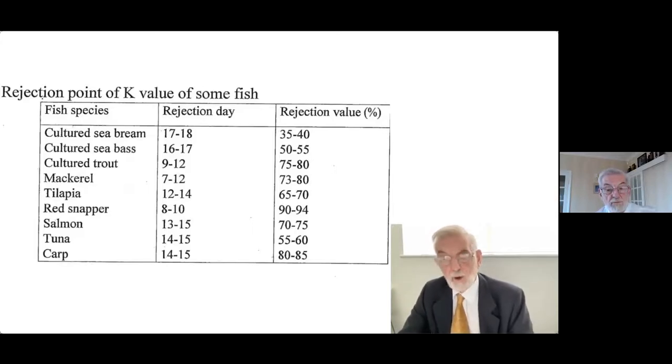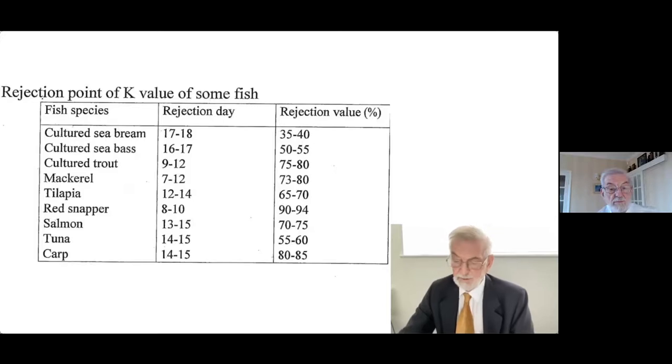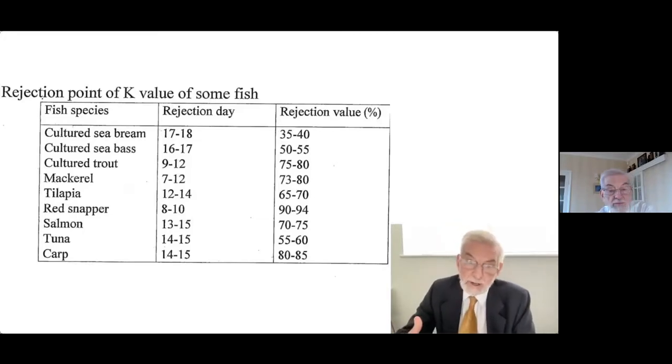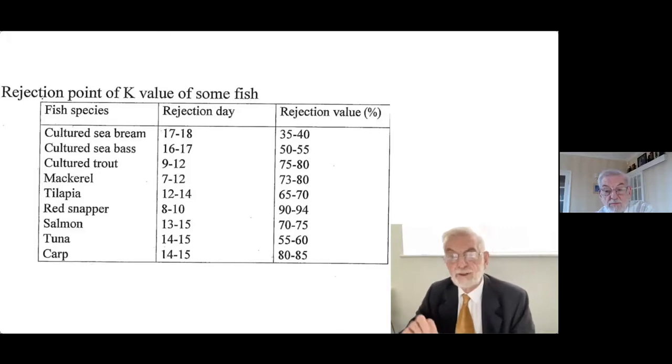And here are a whole series of examples of rejection values. So if you have not got a literature value for this, you actually have to do the experiments yourself, as we did, and put in the literature this K value, which is the limit of acceptance for that particular species.